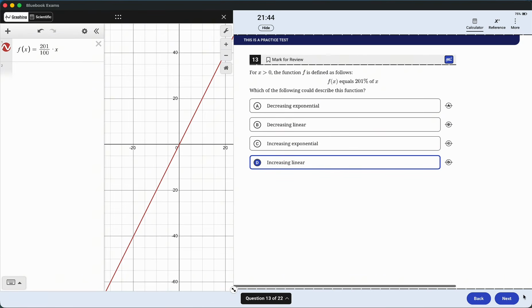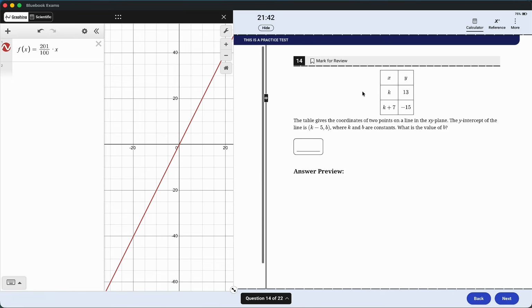But the trap is picking increasing exponential. Next one, 14. They give us a table, and it says the table gives 2 points of a line. The y-intercept is k minus 5 comma b. K and b are constants. What's the value of b?